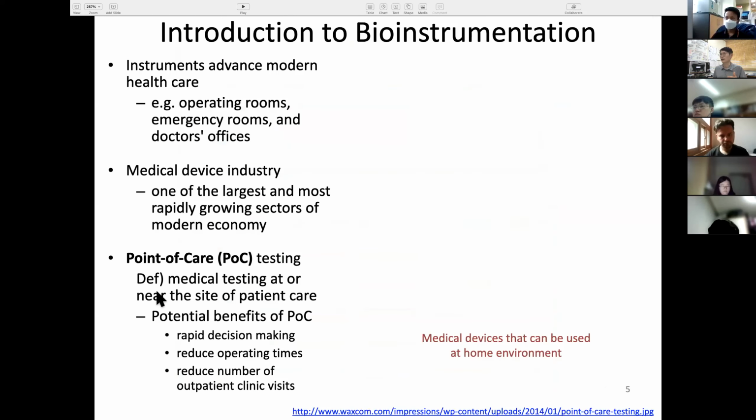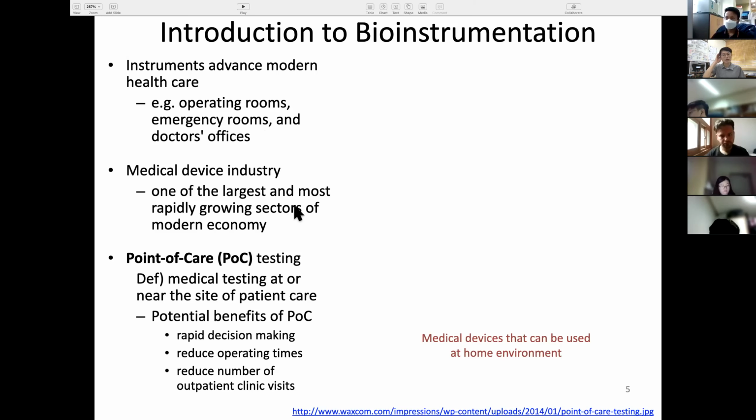All right, so those are some of the examples, and I want to discuss bioinstruments more in a modern society. As we just observed, in the modern healthcare system, in the operating room and emergency room, and of course the doctor's office, they are now full of these instruments. And thinking from an economic point of view, the medical device industry is one of the largest and fastest growing industries in the modern economy. You've heard about medical device companies, and also about pharmaceutical companies.